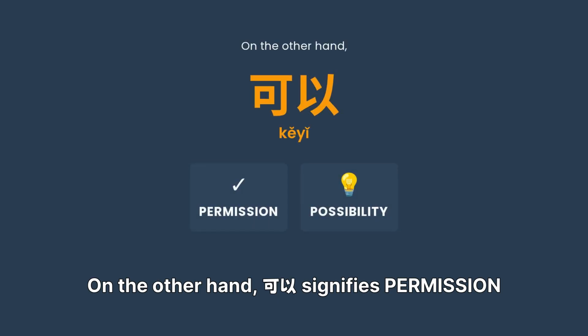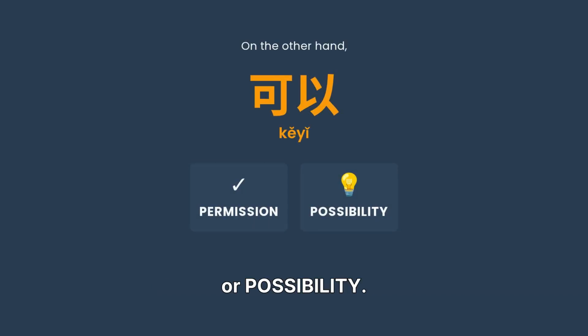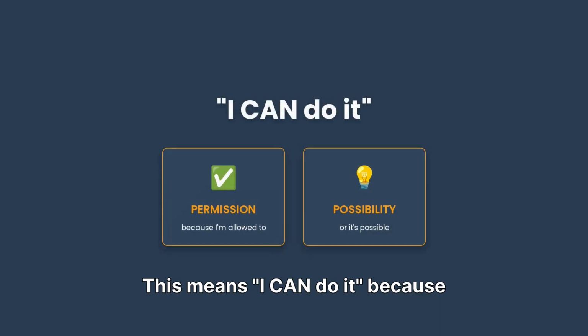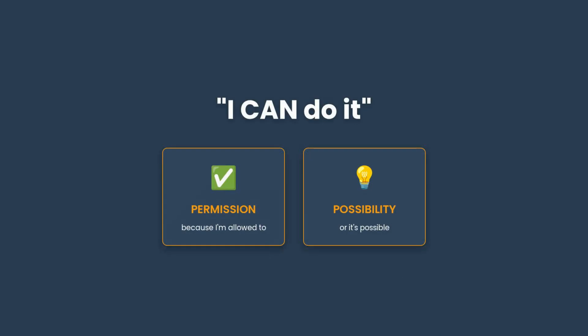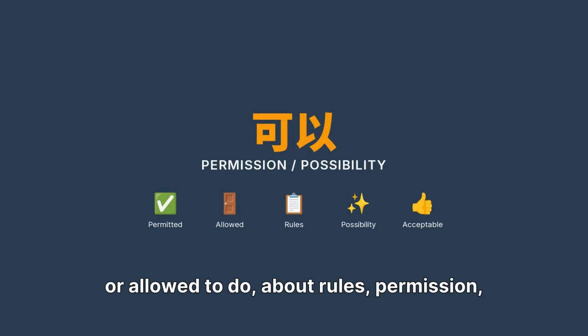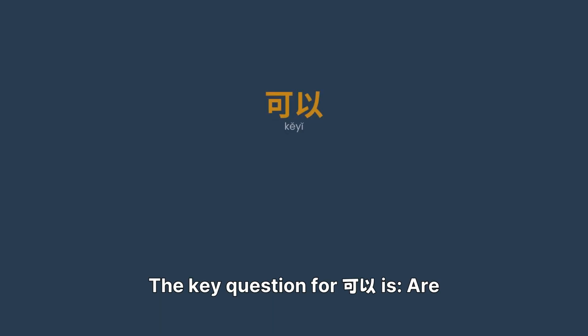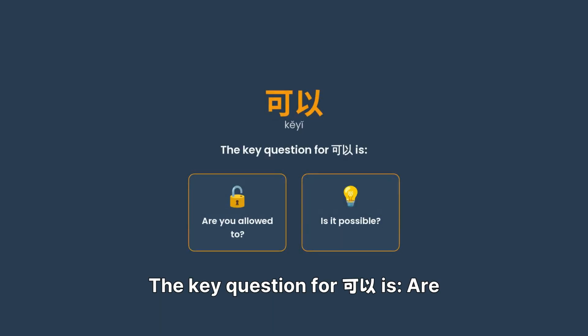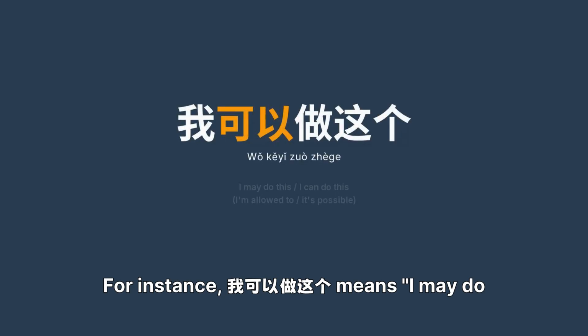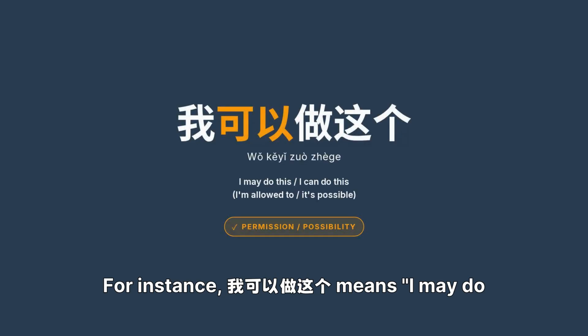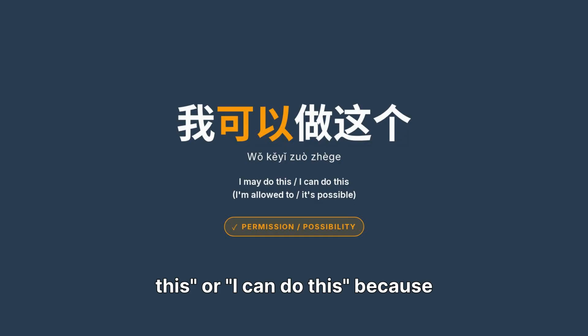On the other hand, 可以 signifies permission. This means I can do it because I'm allowed to, or it's possible. It focuses on what you are permitted or allowed to do, about rules, permission, or possibility, and whether something is acceptable or possible. The key question for 可以 is, are you allowed to? Is it possible? For instance, 我可以做这个 means I may do this, or I can do this because I'm allowed to, or it's possible.